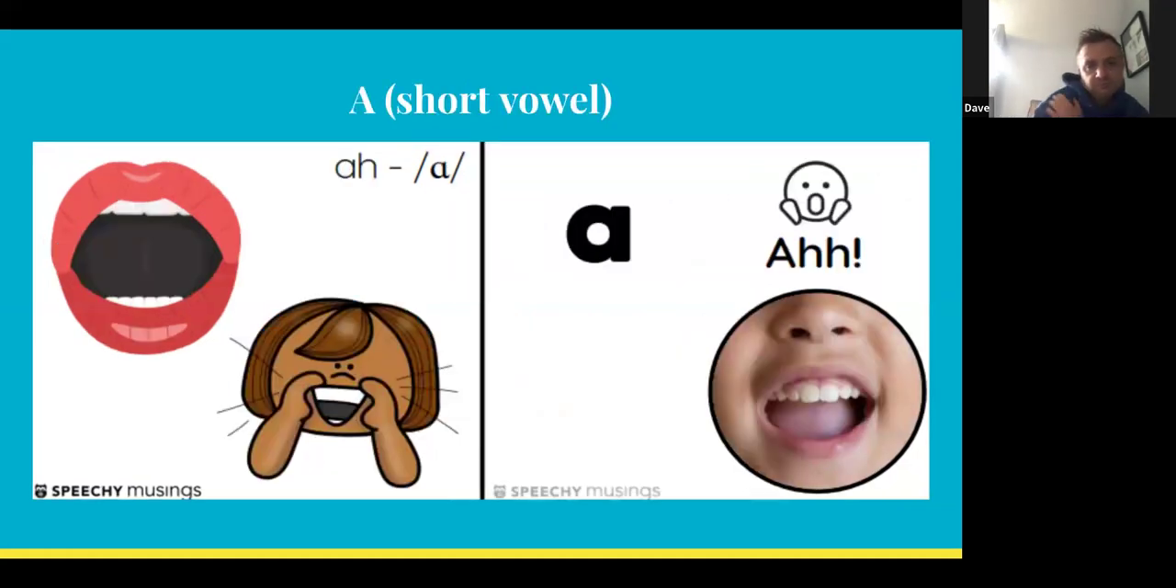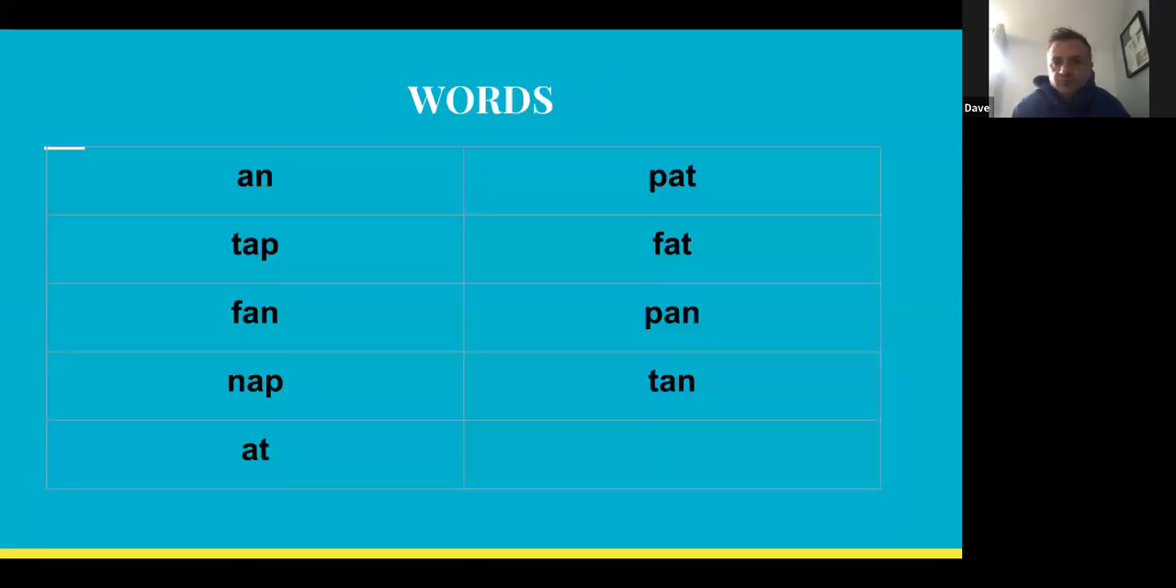And then finally, the short vowel sound is ah, right? You open your mouth, ah, like in apple, okay? These are the words we worked on. An, tap, fan, nap, at, pat, fat, pan, and tap, okay?